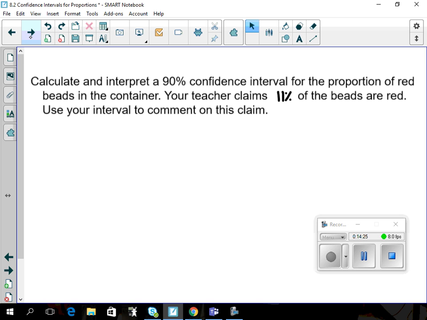I claim that 11% of the beads are red. Everybody has their own confidence interval written down, correct? For their group? Good. I want you to comment on my claim. I claim that 11% of the beads are red. Look at your interval, and let's interpret that. What do we think is true about my claim? Can we say that we agree with it, disagree with it? How would I write that as a sentence, okay? Think about your interval, and how would I interpret that interval based on this claim? Think about the wording that you're going to use. So tell me what you got.